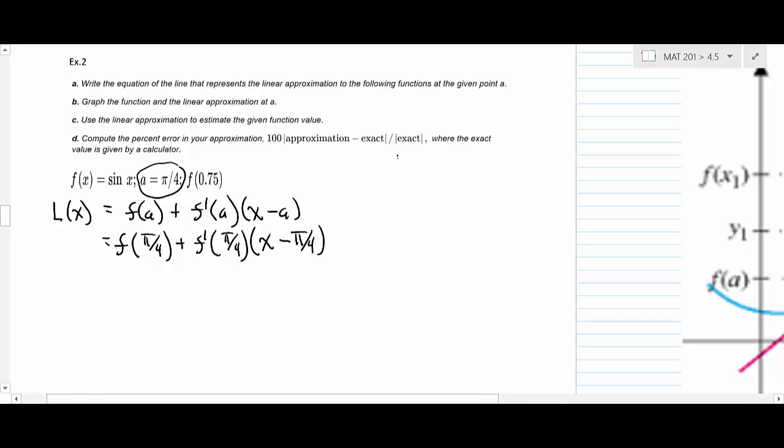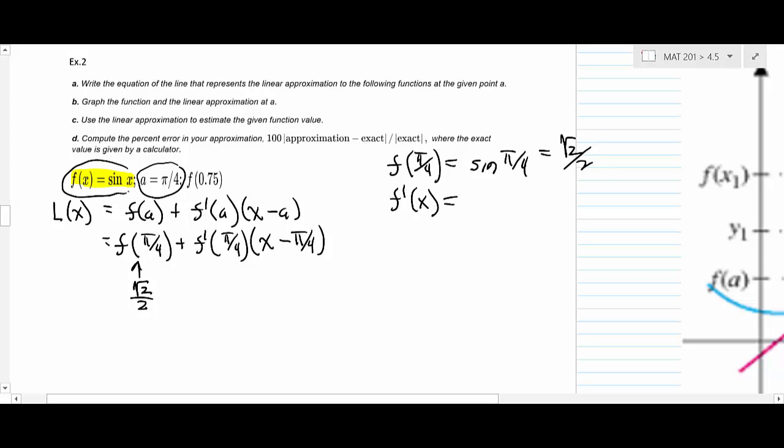Well, let's do f of pi over 4. How do you find f of pi over 4 in this problem? You evaluate the function, right? What's the function? Sine of x. So pi over 4 is a unit circle value, that's why I chose it. So you're going to do the sine of pi over 4. What is that? Square root of 2 over 2. That's the easiest one to remember. Good. So square root of 2 over 2 goes there. Now you need to do f prime of x, because you have to find the slope of the tangent line. What's f prime of x in this problem?